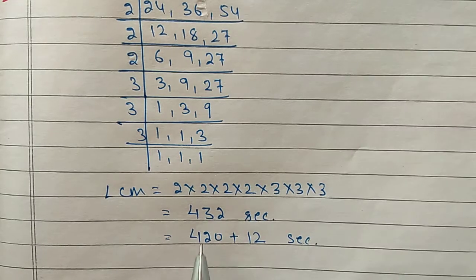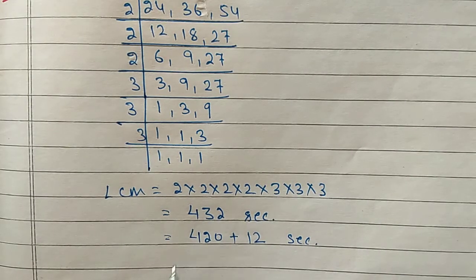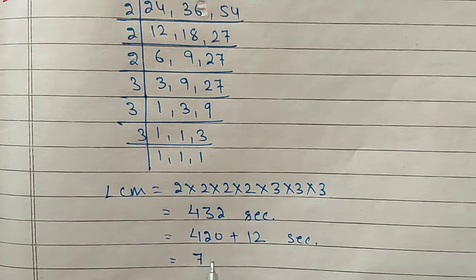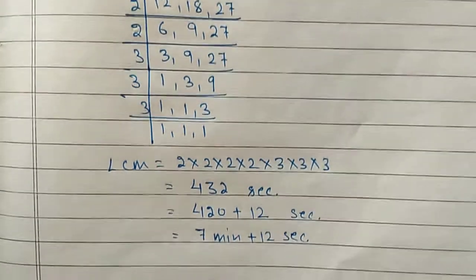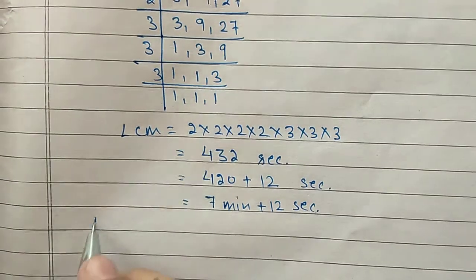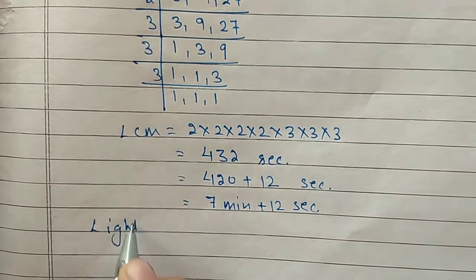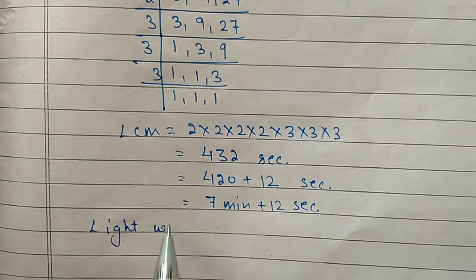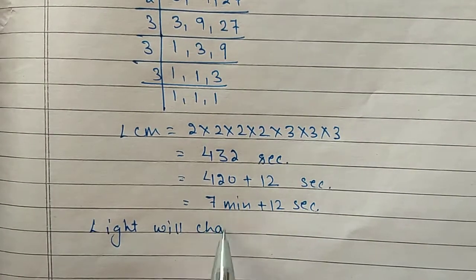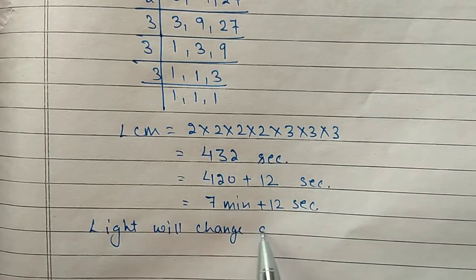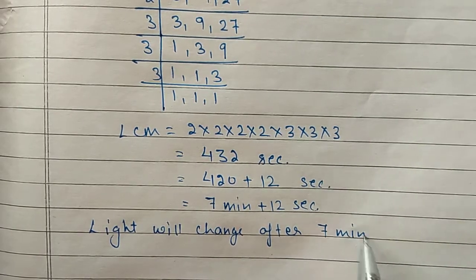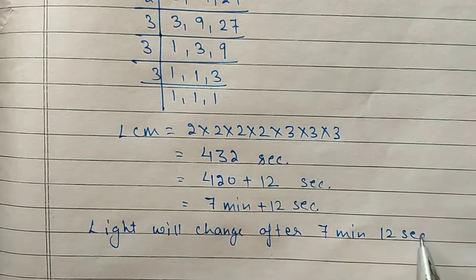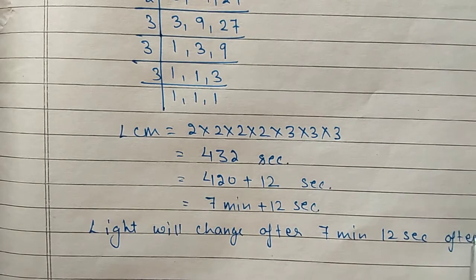420 plus 12. So 420 seconds is equal to 7 minutes, and this 12 seconds will remain as it is. So the light will change again after 7 minutes 12 seconds.